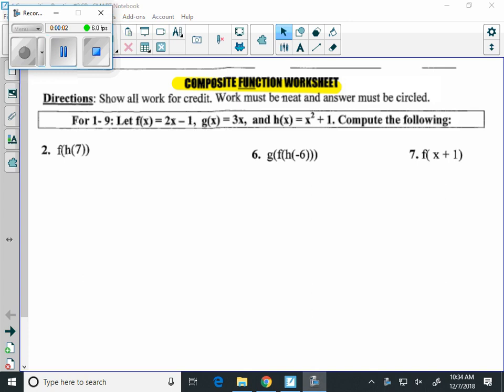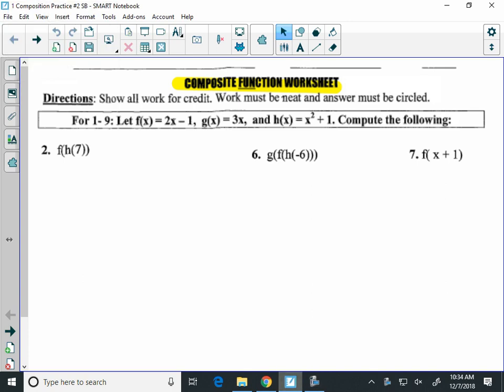All right, this is the last video on composition of functions. This is for practice number 2. There are about 7 problems on this video. It's a long worksheet. So if you have questions on other problems other than these ones, ask your teacher for help or check Canvas for the key.